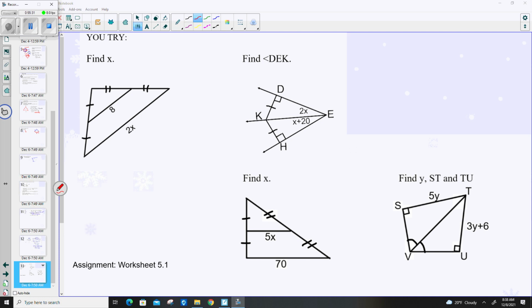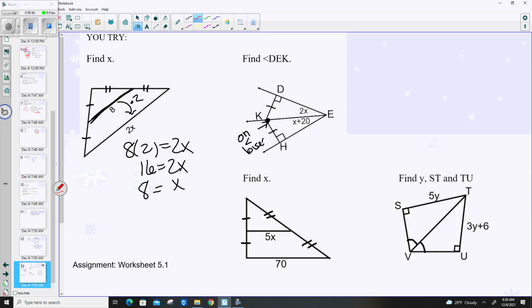All right, on the first one, we've got a mid-segment at 8, so I have to multiply it times 2 to get to that base. So 8 times 2 is 2x. If 16 is 2x, x is 8. On the next one, we have that DK and KH are equal distance, so that means K is on the angle bisector. If it's on the angle bisector, we know that 2x equals x plus 20. So we subtract the x, we get x equals 20. At that point, it wanted angle DEK. DEK is just the 2x. So 2x equals 40 because I would plug that 20 in.